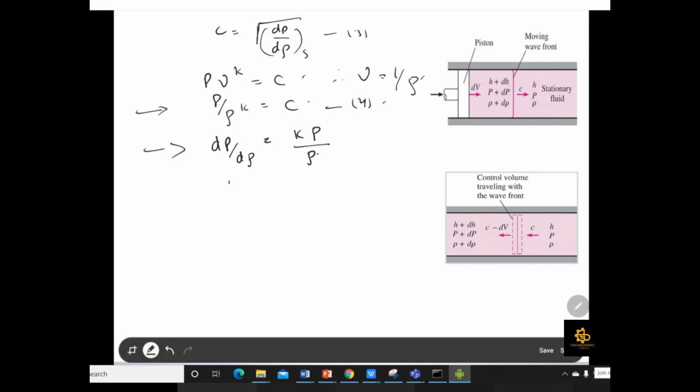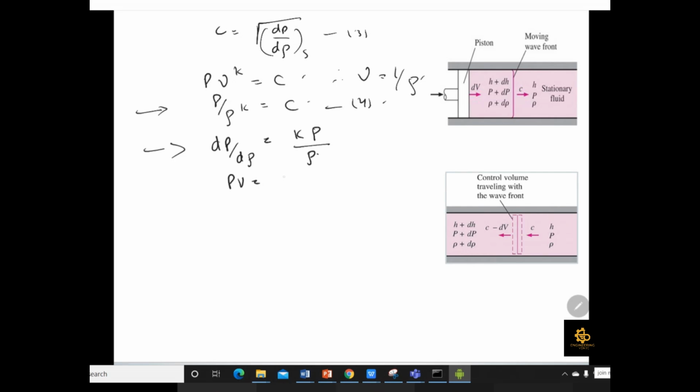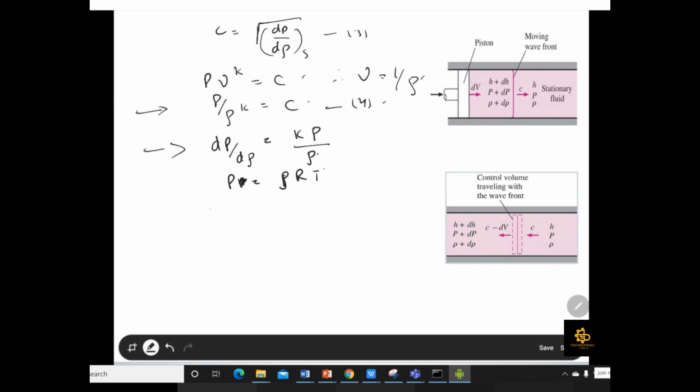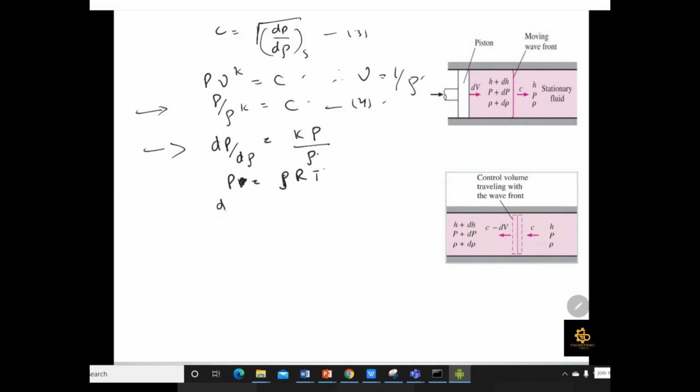Here I can simply write that P is equal to rho R T. I can put this value in the equation: dP by d rho is equal to k times rho R T by rho. This is basically rho, so rho can be eliminated. So dP by d rho is equal to k R T.